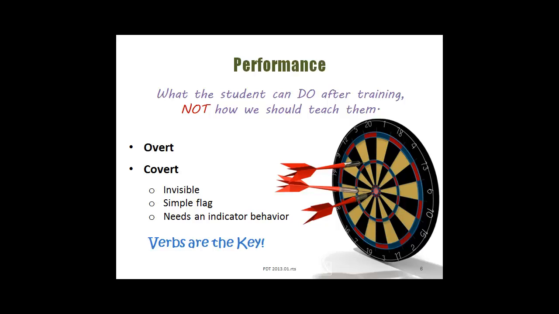There are two types of performance, overt and covert. Overt performance is the easiest one to measure. It's right in front of you. You can see it. You can measure it. No matter who looks at it, we all tend to measure it the same way. That one's not very tough. The one that is difficult is covert. And covert are the internal critical thinking style performances that may be difficult to directly assess. So we need to have an indicator behavior.